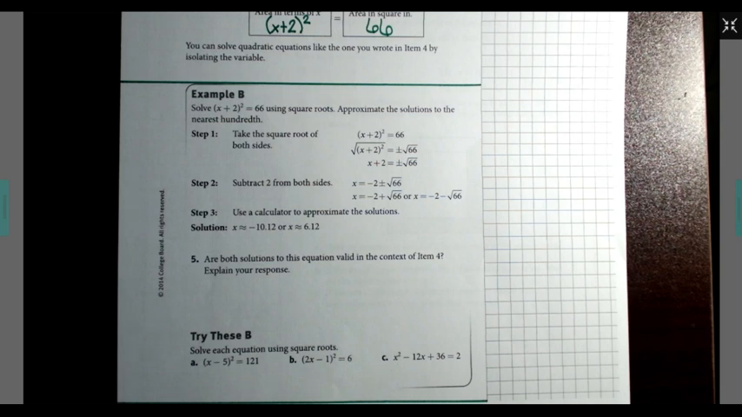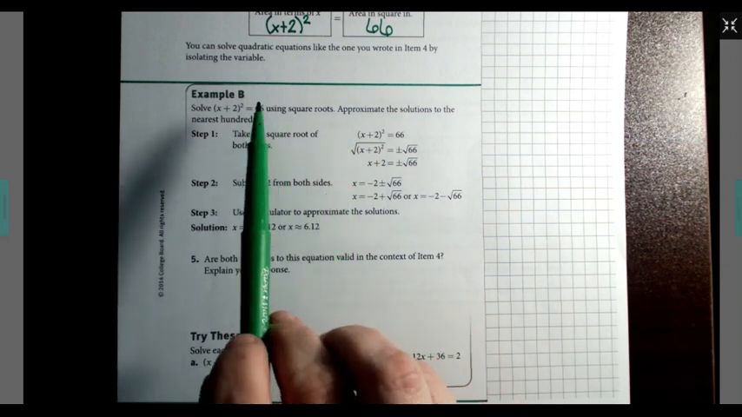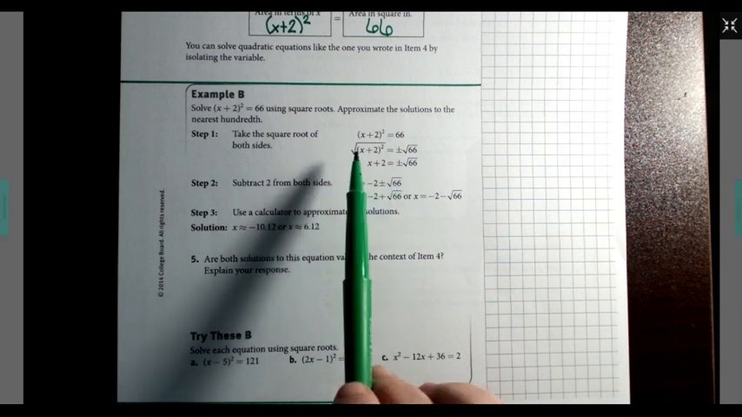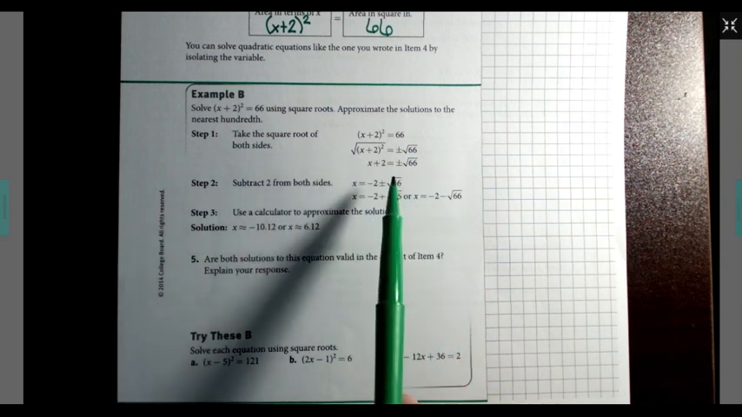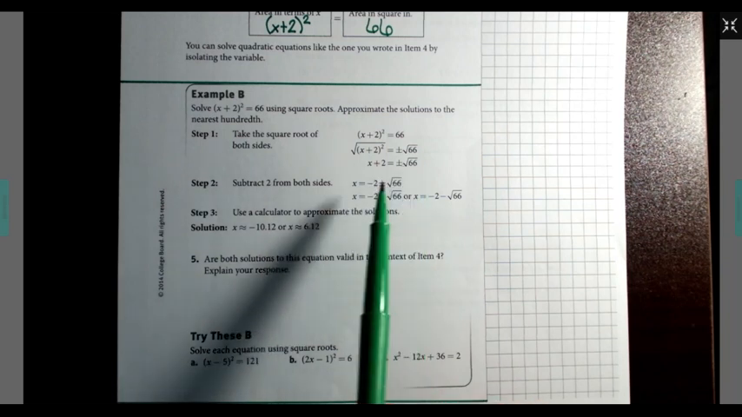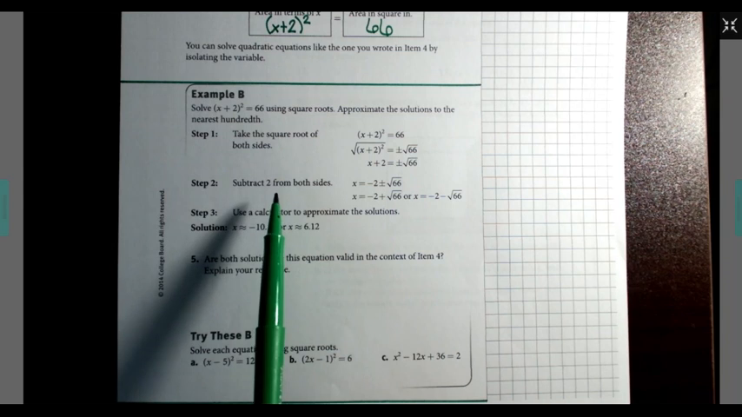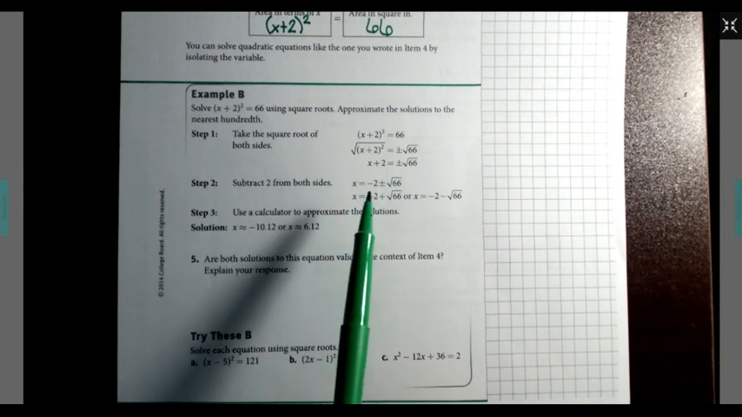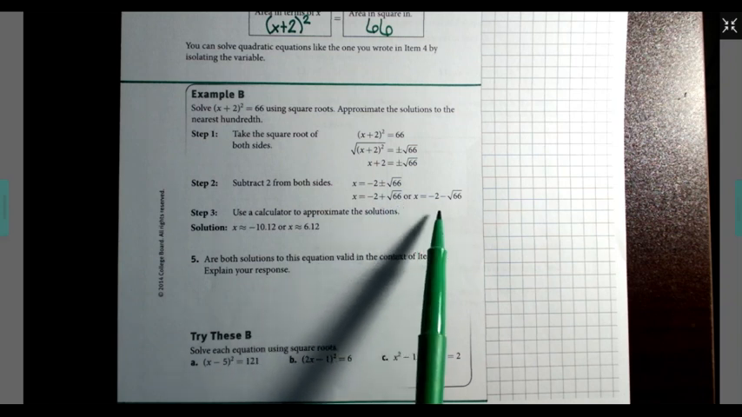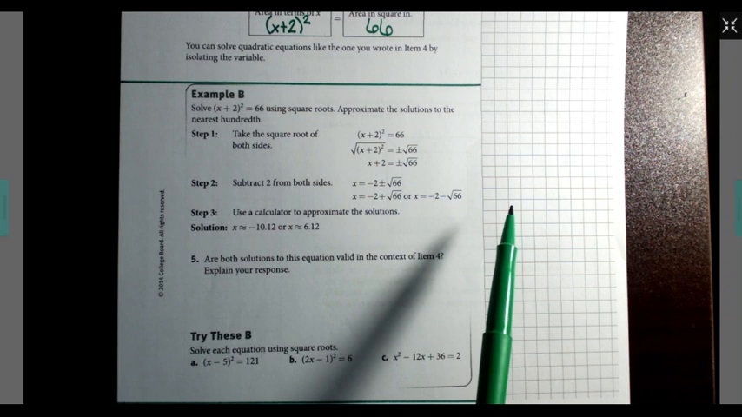Last section. You can solve quadratic equations like the one you wrote in item 4 by isolating the variable. So here, the first thing they had to do was take the square root of both sides. So they took the square root of x plus 2 squared and got x plus 2 equals plus or minus the square root of 66. Then they subtracted 2 from both sides. So they had negative 2 plus the square root of 66 and negative 2 minus the square root of 66.